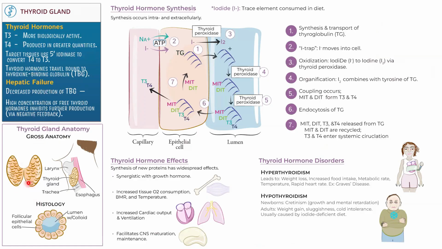This is anatomy you can appreciate here. It's butterfly shaped, a very good image, just anterior to the larynx. And you can see the esophagus location. Histologically, this is a thyroid follicle. You can appreciate the colloid and the follicular cells on the periphery.